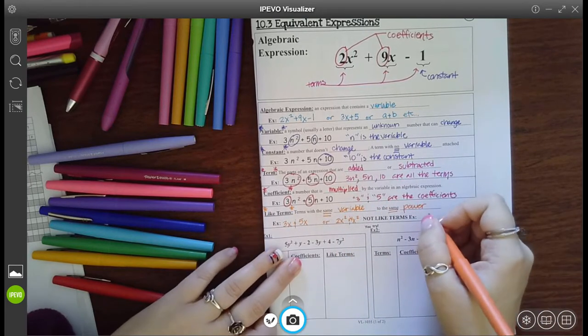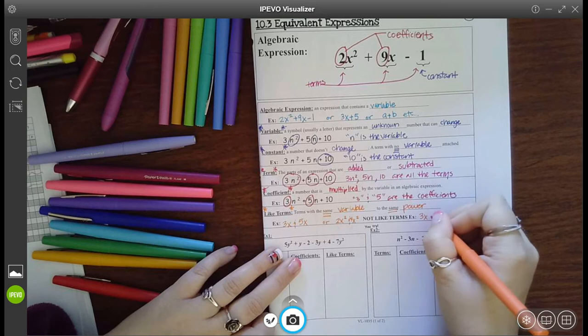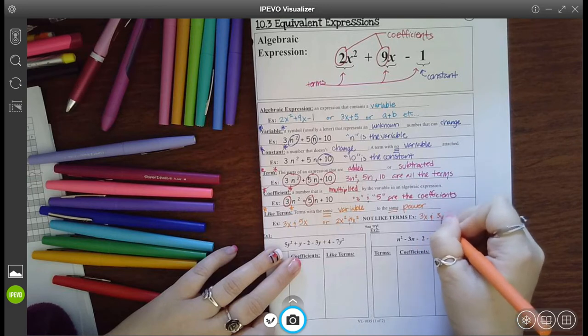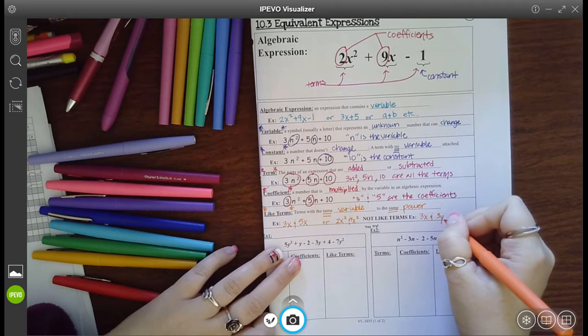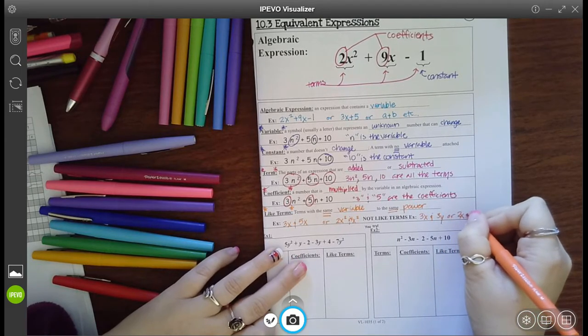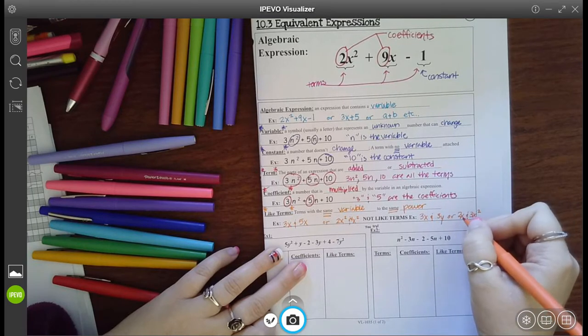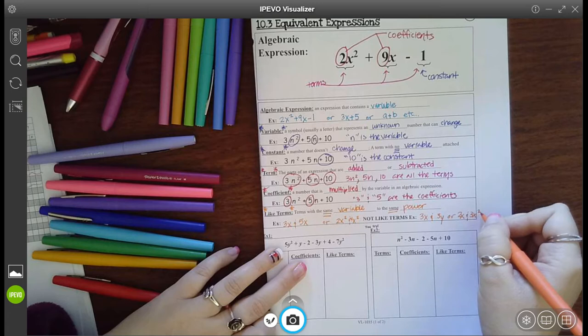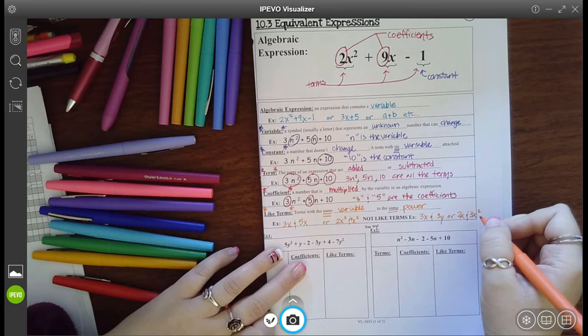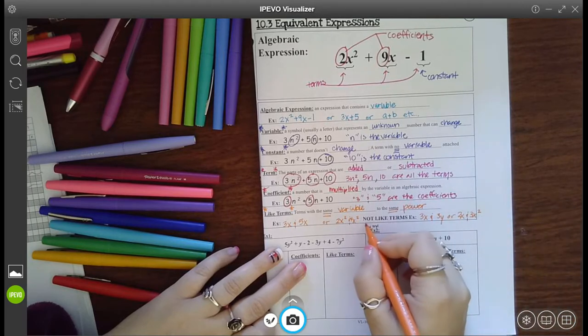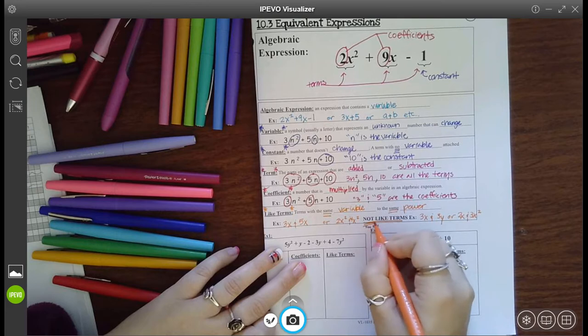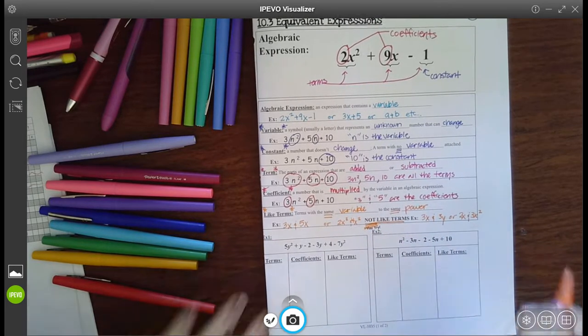An example of not like terms would be 3x and 3y. Well, this is an x and this is a y. They're not the same letter. Or even if they're the same letter, like 2x and 3x squared, they still aren't like terms because this is raised to the power of 1 and this one's raised to the power of 2. So it has to be both the same letter and raised to the same power in order to be like terms. So underline that these are not like terms so you don't think that those are like terms later.